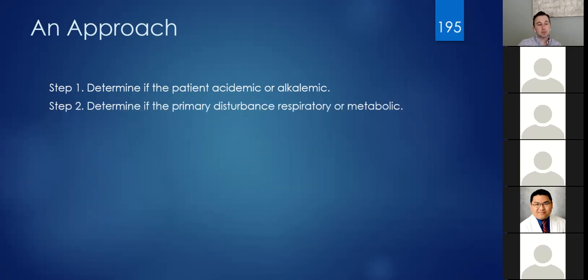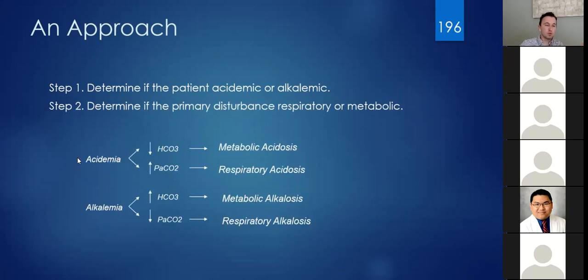All right. Step 2 is determining if the primary disturbance is respiratory or metabolic. So you've looked at your pH, you've determined if it's an acidic situation or alkalotic situation, which will give you your first branch off. So say the pH is low, say that there's acidemia. If the bicarb's low, it's a metabolic acidosis. If your CO2 is high, it's a respiratory acidosis. Same thing for alkalemia. If your pH is high, look at your bicarb. If it's high, it's a metabolic issue. If your PCO2 is low, it's a respiratory issue.